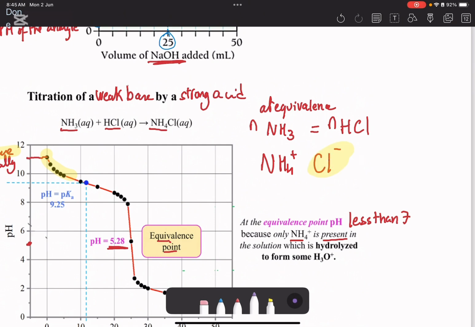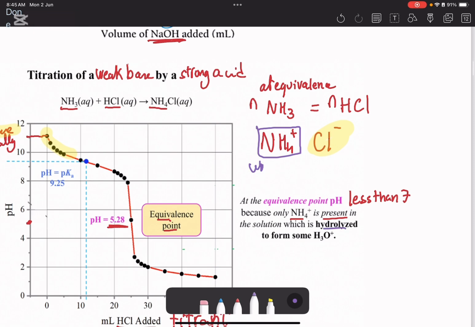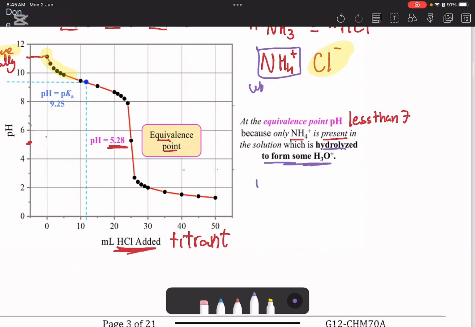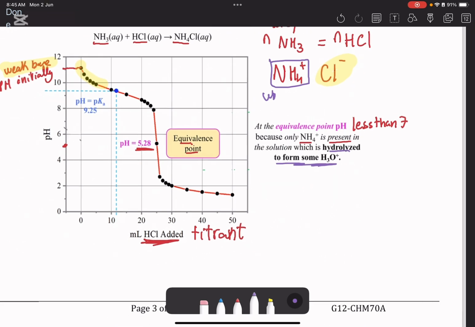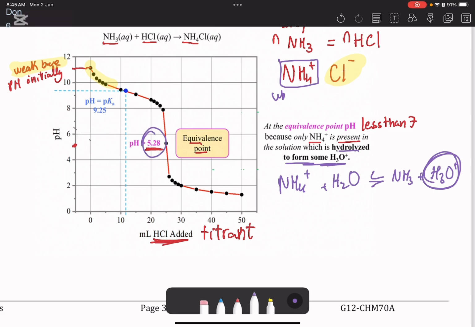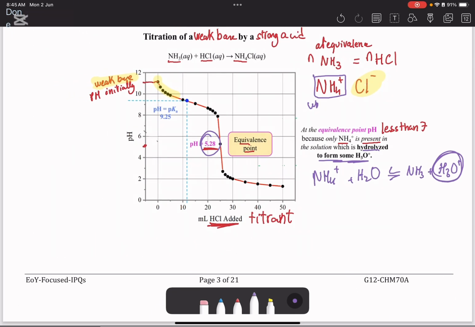Cl minus is a pH neutral ion, but NH4 plus is a weak acid. That's an acid that's going to hydrolyze with water to give me more H3O plus. So NH4 plus, since it is present at the equivalence point, it's going to react with the water present and hydrolyze and give me H3O plus, which explains the nature of the acidity of the medium at equivalence point. This explains why the pH is less than 7 at equivalence point.